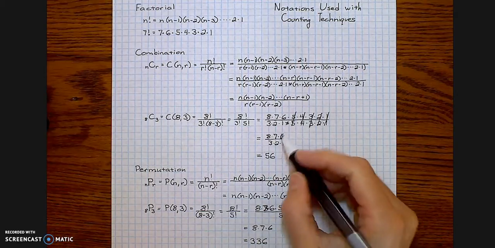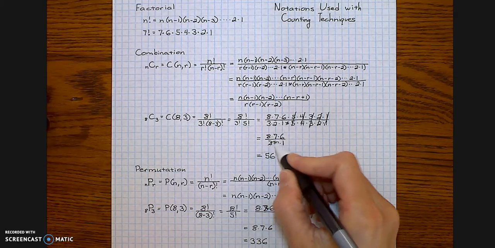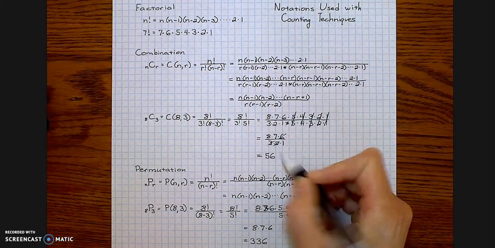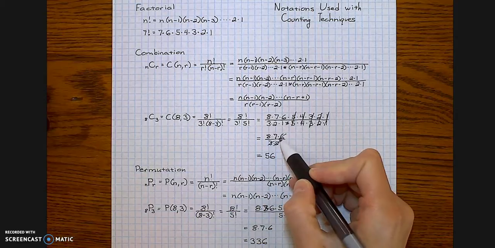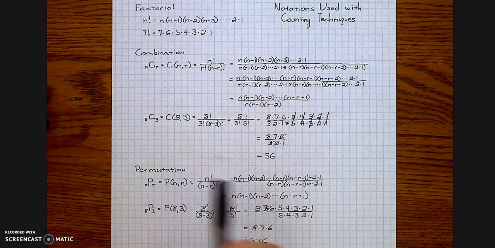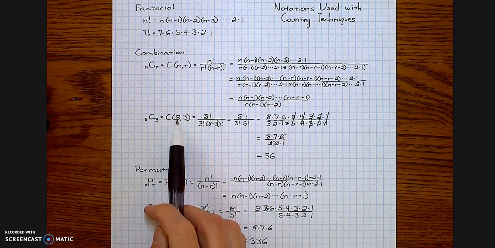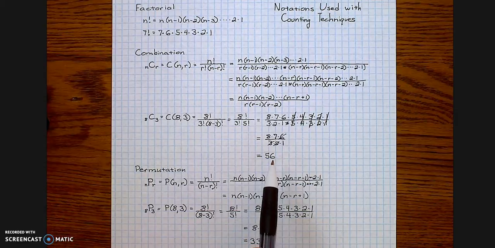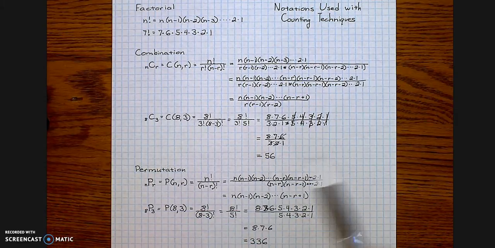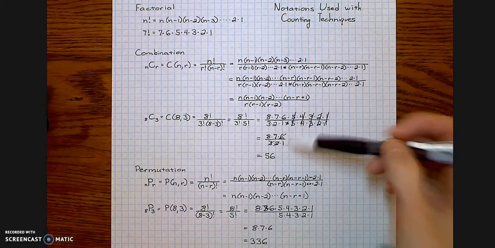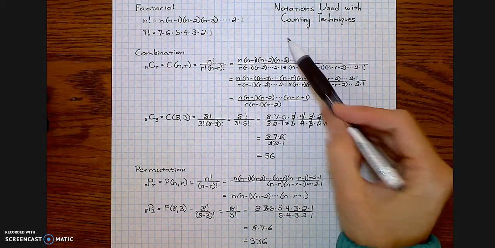And then I could simplify that further because we know 3 times 2 is 6, so we could reduce the 6 out of the numerator. That leaves us with 8 times 7 over 1, which becomes 56. So the number of ways that 8 things can be taken 3 at a time when order does not matter is 56.